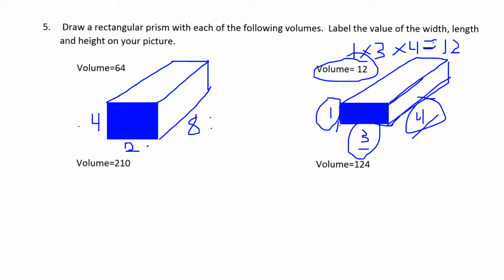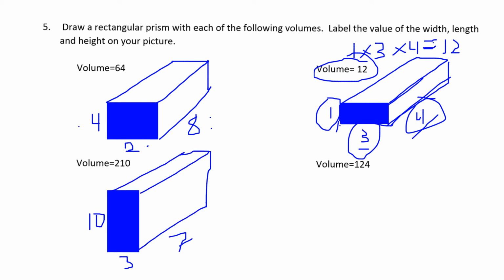All right, so I'm going to move on to the next one, volume 210. And this was the rectangle that I chose to draw for that. Once again, 3 times 7 is 21. 21 times 10 is going to give me a volume of 210, which is what they're looking for.